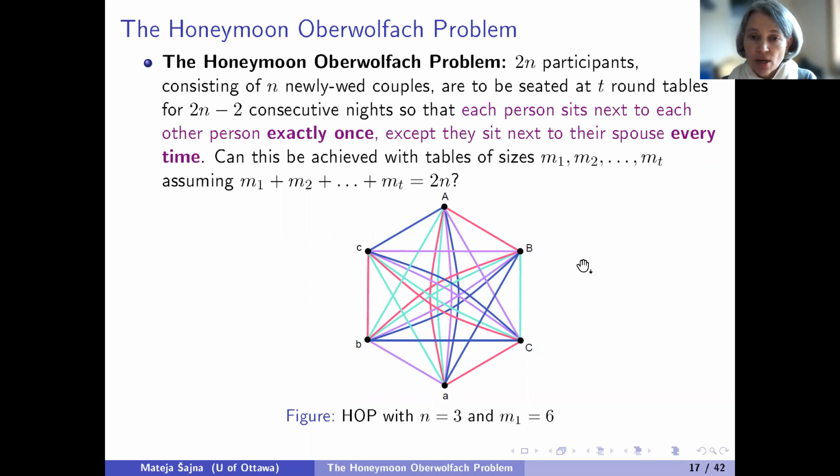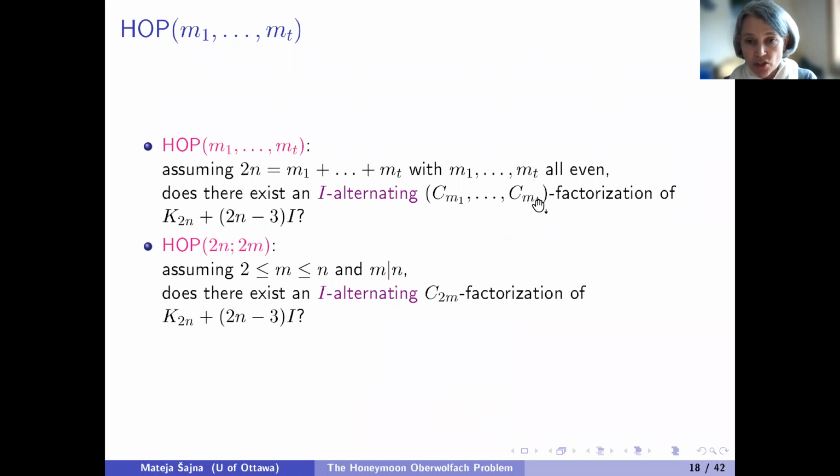All right, so we're looking at a 2 factorization of a specified type of the complete graph on 2n vertices plus, now there are 2n minus 2 participants that are not in my couple, so 2n minus 3 additional copies of this 1 factor. But our 2 factors have to be of a particular kind. Every cycle has to be I alternating. That means that every second edge comes from this particular 1 factor I corresponding to the spouses, okay?